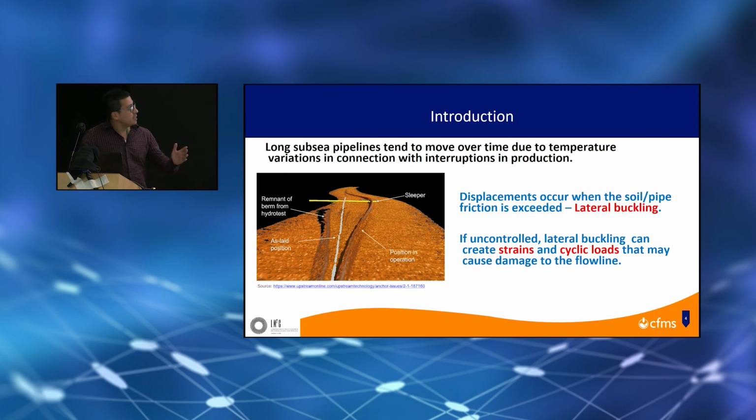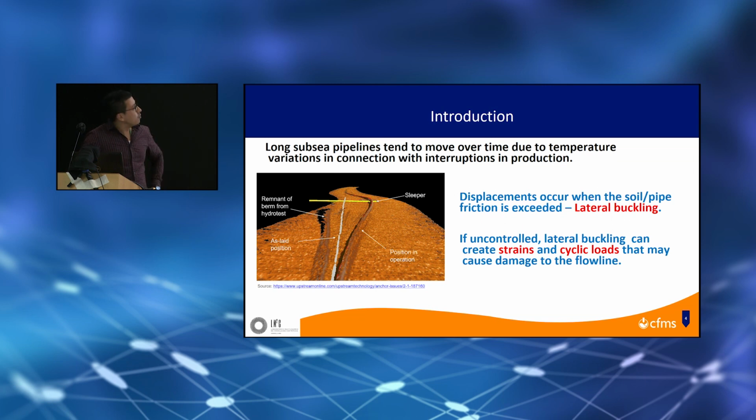So long subsea pipelines tend to move over time due to temperature variations in connection with interruptions in production. So those displacements can take place in the vertical and horizontal axis of the pipeline. And this research was mainly related to these lateral displacements that may occur in subsea pipelines. This lateral displacement can be defined as lateral buckling, and it occurs when the soil pipeline friction is exceeded.